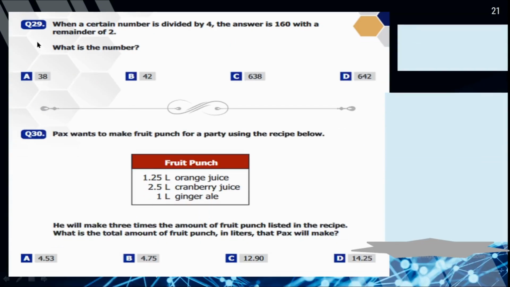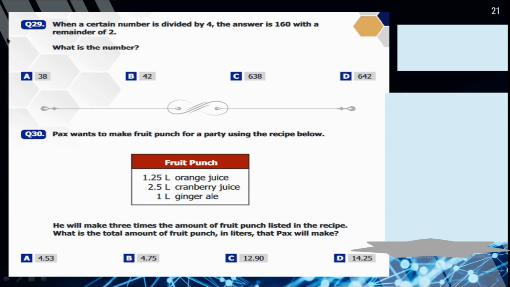Question number 29. When a certain number is divided by 4, the answer is 160 with a remainder of 2. What is the number? So here basically the question is missing and the answers are given. So whenever the answers are given and we have to find our questions, we go inversely. We will take the inverse, the opposite, of the given operations.